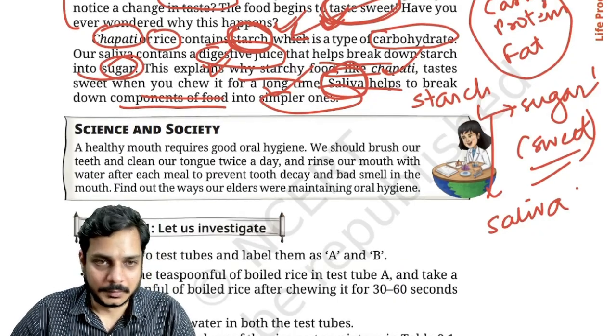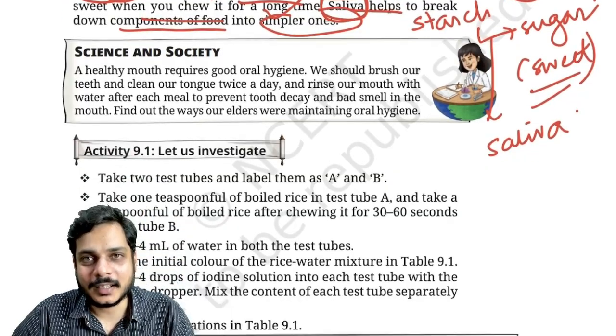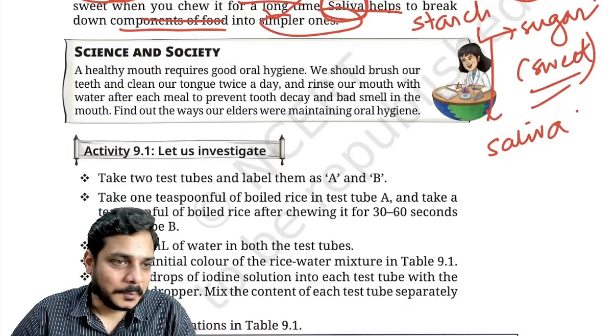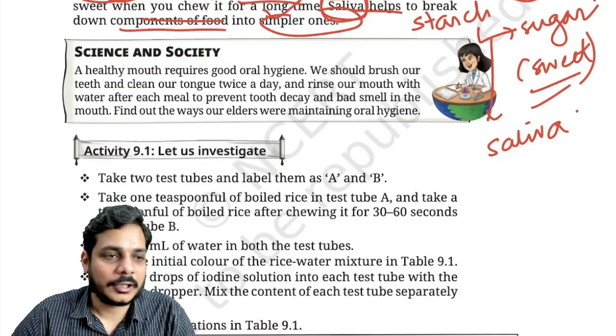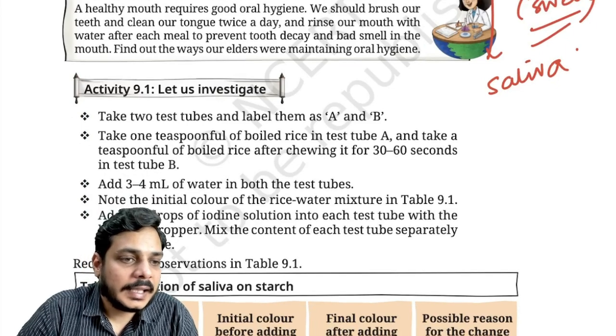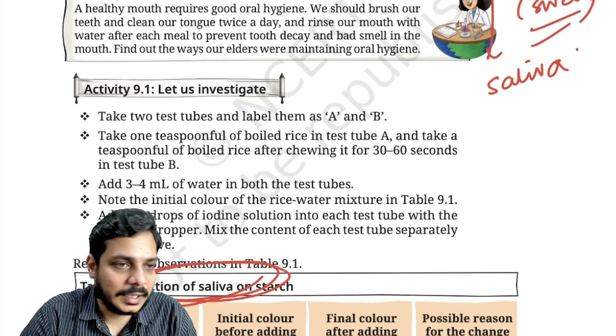Okay. Now, science and society tells you about regularly brushing your teeth at least twice a day and also cleaning your tongue. Now, it further goes on to talk about an activity on the action of saliva on starch.